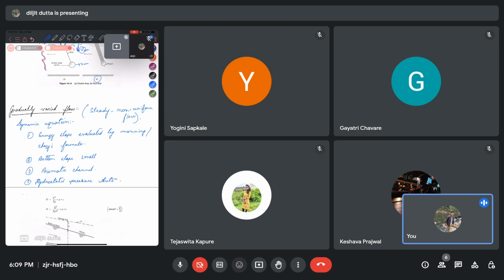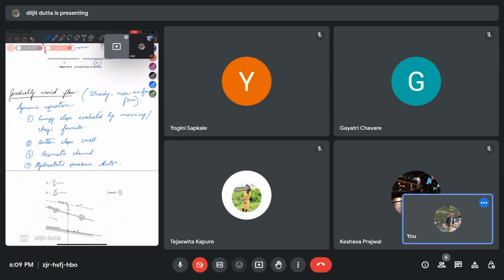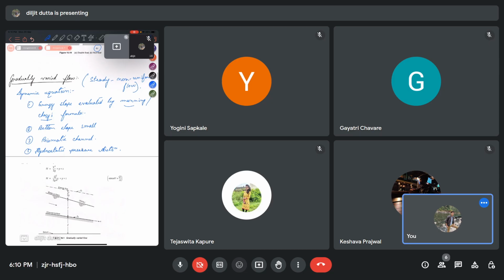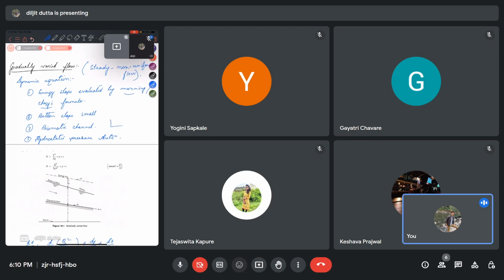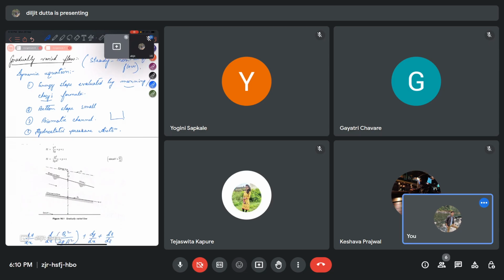We will see what the dynamic equation of gradually varied flow is, and there are some assumptions in gradually varied flow. The first assumption is that the energy slope is evaluated by Manning's or Chezy's formula. So we will only be using these two formulas for getting the energy slope. Second, the bottom slope is small; it is not extremely steep. Third, we will be considering a prismatic channel, and prismatic here means it is in the shape of a rectangle. Fourth, we consider hydrostatic pressure distribution: the pressure distribution along the depth of the channel is hydrostatic.